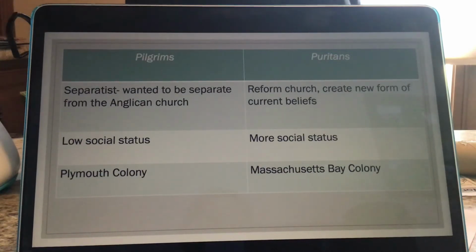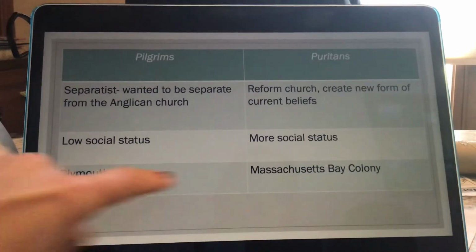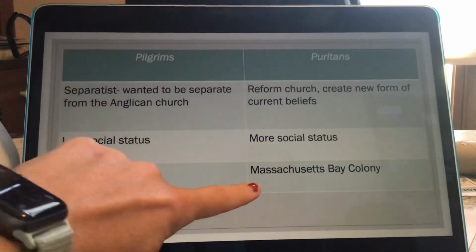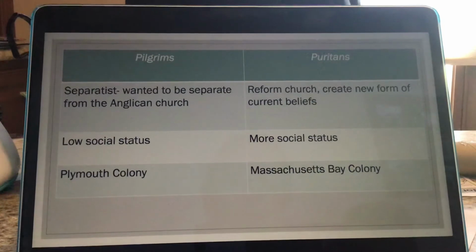Okay, and then I just put down here again, Pilgrims were with the Plymouth colony. Massachusetts Bay were the Puritans. Remember, these are both part of the bigger Massachusetts colony. So again, if you need to write these things down in that chart, pause it and do so. But for the most part, you should have them written down. Okay?